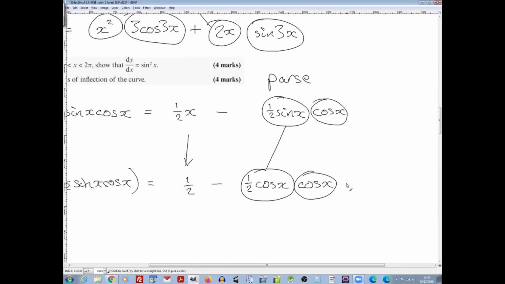So then what? Then half sine x. Plus a half sine x. Got to have a plus there. But notice there's a bit of a problem there. Do you see the problem?